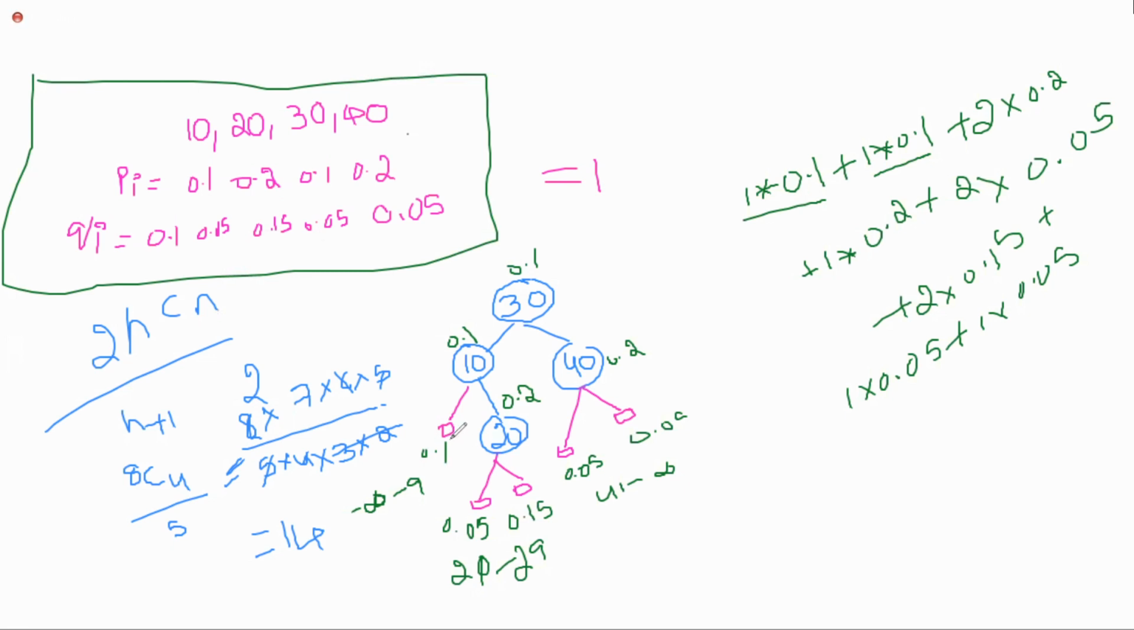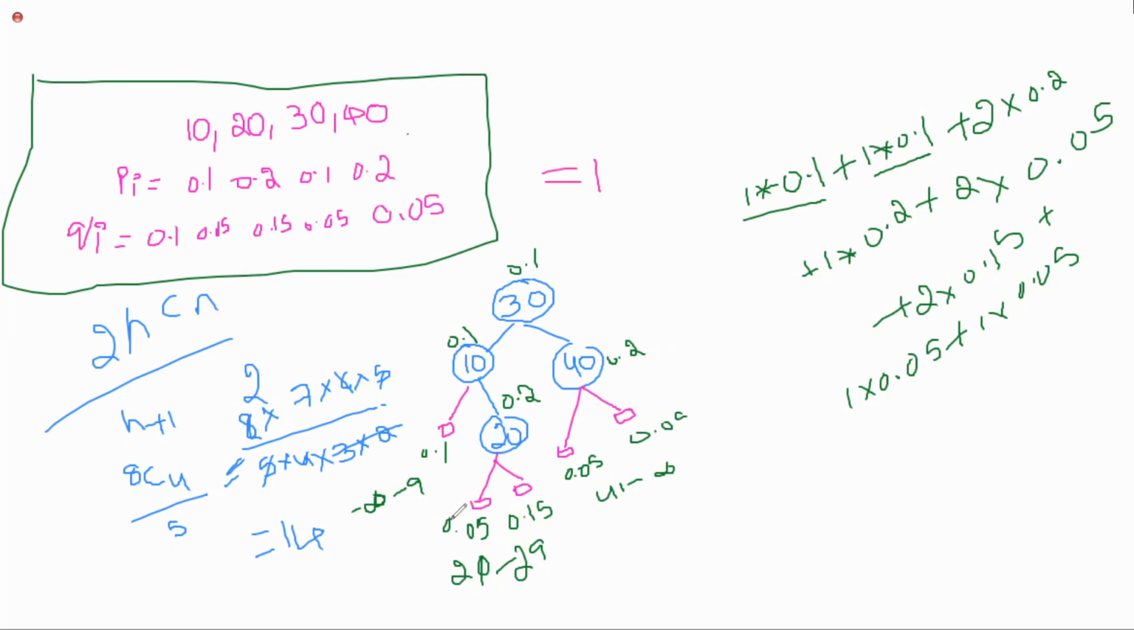So 1 into 0.1. For 10 also, it is a successful search, first attempt. For 10, if you want to search, it is a success, so 1 into 0.1. If you want to search for 30, it is the 0th attempt, 0 into 0.1 is nothing, so I did not write it there. Next, for 40, of course it is successful; it takes 1 attempt, so 1 into 0.2. Next, when you come here, 0, 1, 2: if you want to search for 20, it is a success, but it will take 2 attempts. 2 attempts means 2 into 0.2. That's what I have written here.